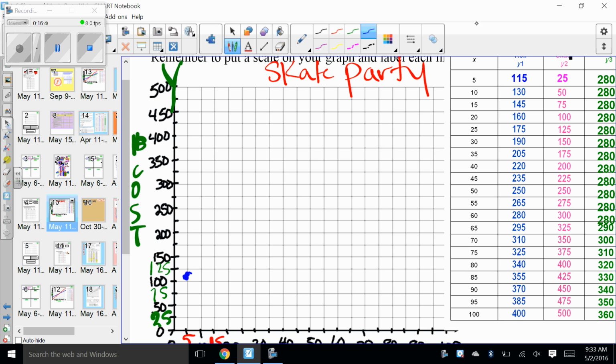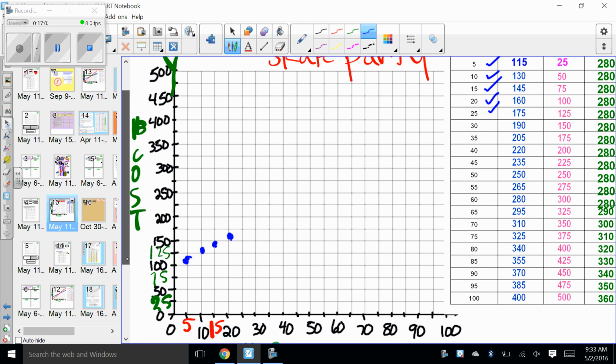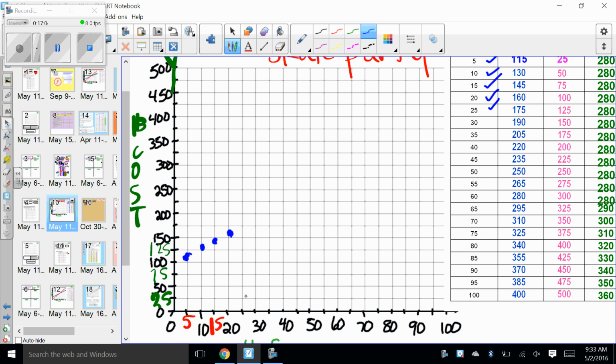So 5 people, 115 is kind of a guessing game there. 5, 115. Okay. 10 people, 130. So over to 10 people, up to 130, a little bit of a guessing game. 15 people, over 15, up to 145. The bummer of this is you're guessing kind of all the way through. 20 people is 160. 25 people is 175. 30 people is 190.